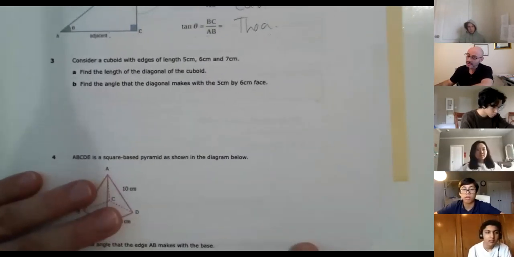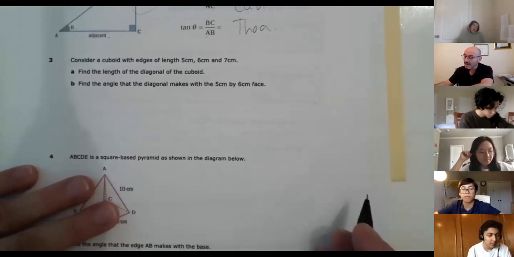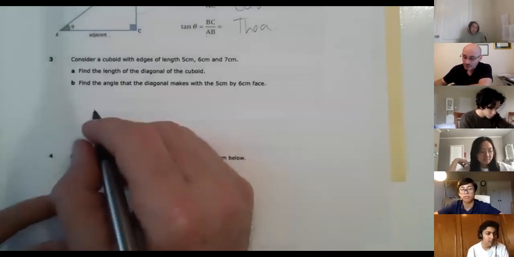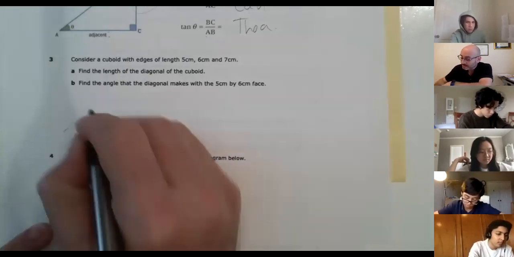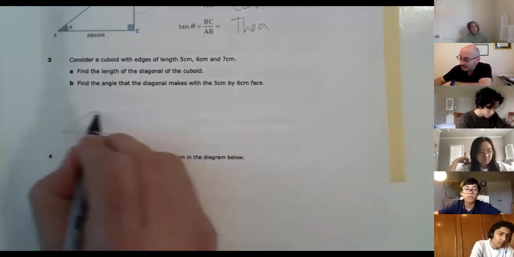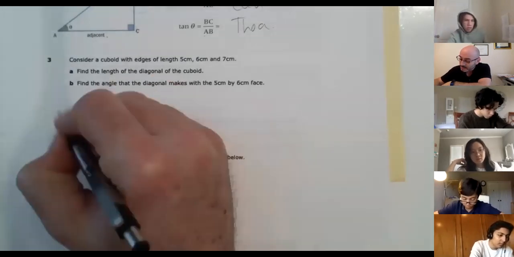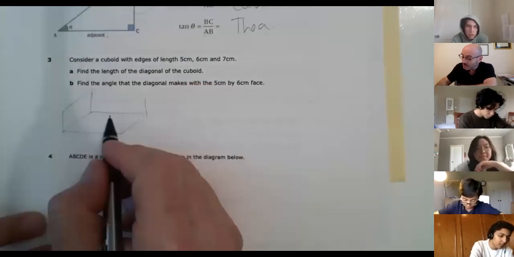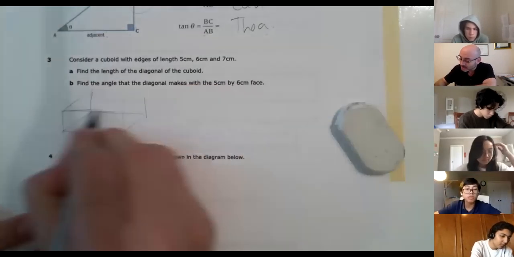All right, so it says, example 3, consider a cuboid with edges 5, 6, and 7. Find the length of the diagonal of the cuboid. All right, so let's try to illustrate that. So we have this kind of shape, and my scale might not be the best one. So just bear with me because I want to make this the best I can.